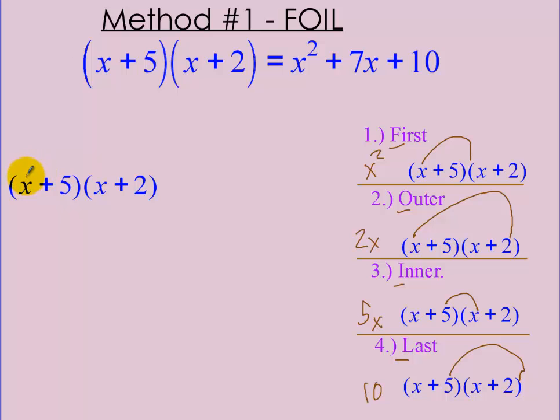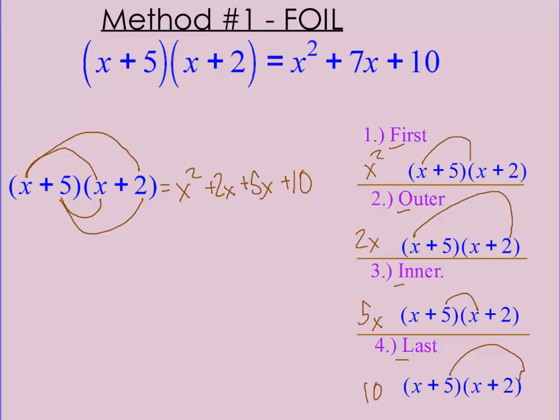So what does that look like on an actual problem? The way I do this is I draw an arc, so those are the first. So x times x is going to be x squared. And actually, let's not write that right there. So that's going to equal x squared. And then the outers, x times 2 is going to be positive 2x. Then the inners, 5 times x is going to be plus 5x. And then last, 5 times 2 is 10.